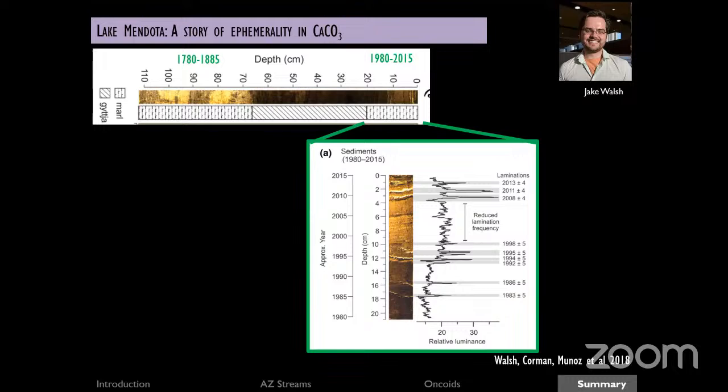However, people started to get really concerned about water quality in Lake Mendota and started implementing a lot of management strategies that reduced phosphorus concentrations. We think those phosphorus concentrations went down just enough to allow calcium carbonate to start forming again.